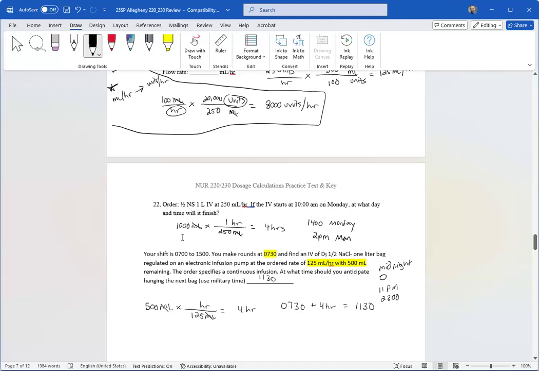All right, so we reviewed flow rate questions, and we reviewed some of the heparin protocol questions. Any other questions? Anything you want to see more of? Let me know. People are like, I'm out of here.